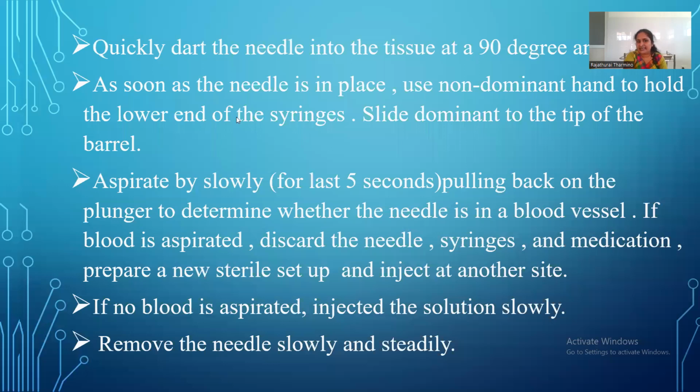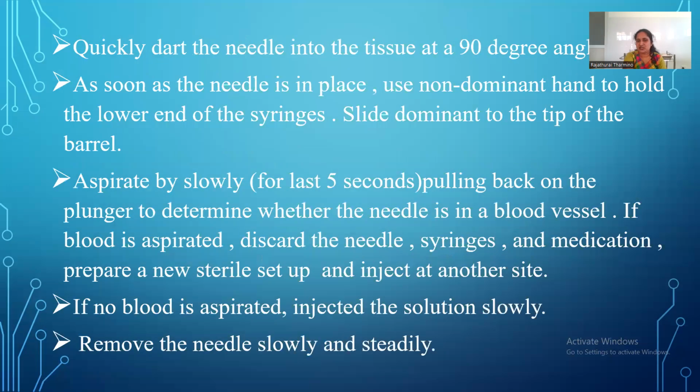Next, quickly dart the needle into the tissue at a 90-degree angle. Then, as soon as the needle is in place, use the non-dominant hand to hold the lower end of the syringe. Slide the dominant hand to the tip of the barrel. Aspirate slowly for at least 5 seconds, pulling back on the plunger to determine whether the needle is in a blood vessel.